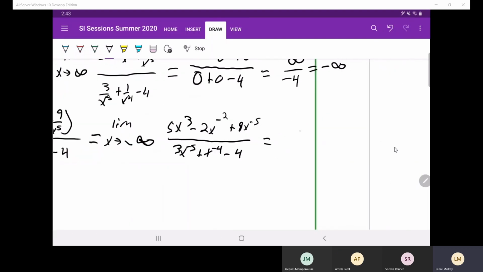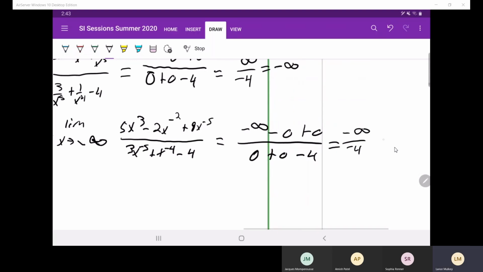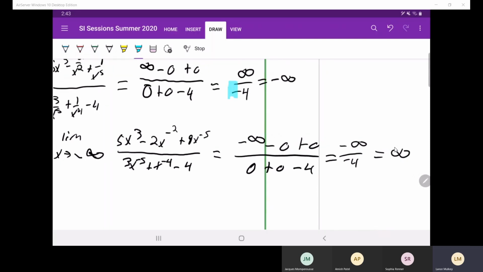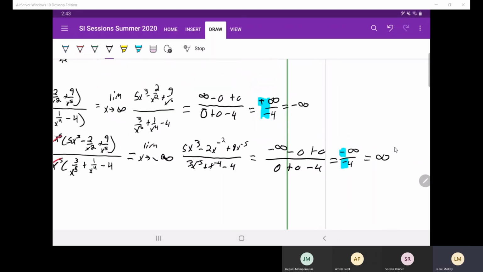So if you plug that in, you get negative infinity minus 0 plus 0 over 0 plus 0 minus 4. So you hit negative infinity over negative 4, and that in turn equals positive infinity. Got to pay attention to your signs on these too. So you have a positive divided by a negative right here. You have a negative divided by a negative. So that's the tricky part about these. Any questions over that, or you want me to do another one?